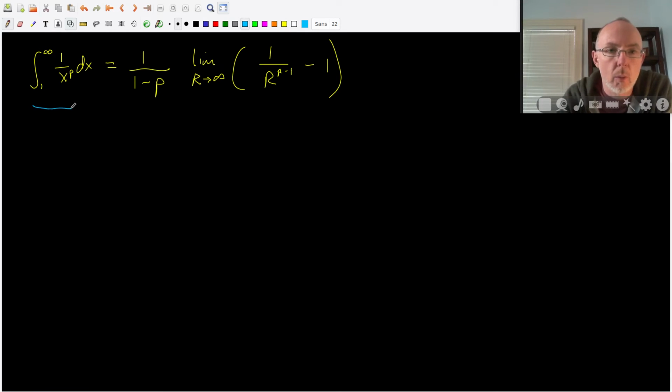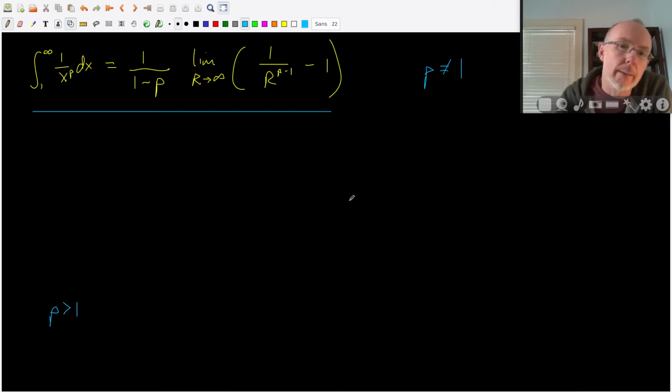So here's what we're trying to evaluate. Let's imagine for a moment that p is bigger than 1. Suppose that p is bigger than 1. Remember, we cut off the case here. We're not looking at p equals 1, so let's look either side. Suppose p is bigger than 1.